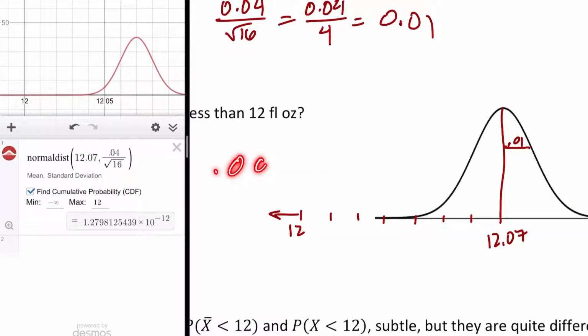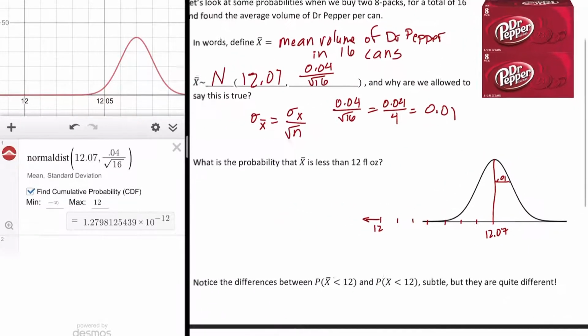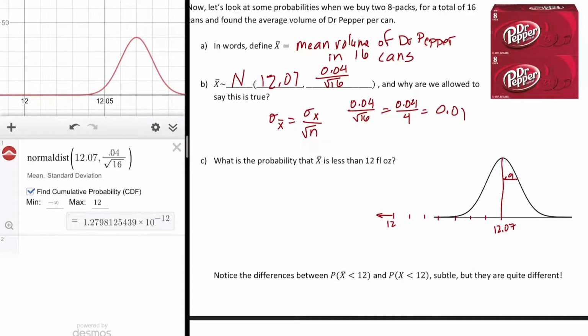Okay, if I was to write out 11 zeros on the board, and then 1.278798. So it's pretty small, basically almost 0. So we're going to say that this is approximately 0. So the probability that x bar is less than 12 is approximately 0. We can be a little bit more exact and say that's 1.2, I was going to round up to 8 times 10 to the negative 12th.